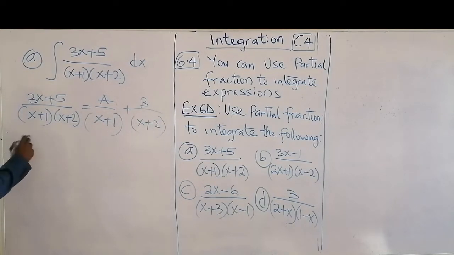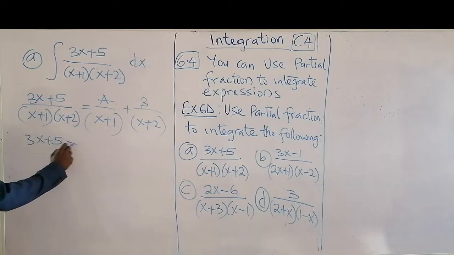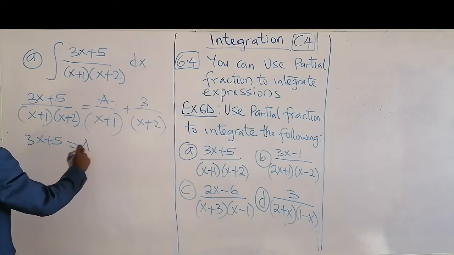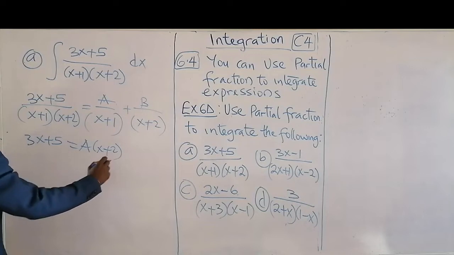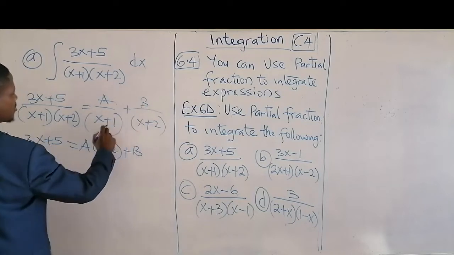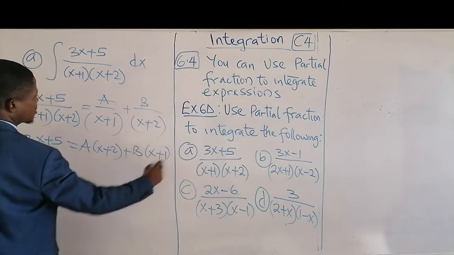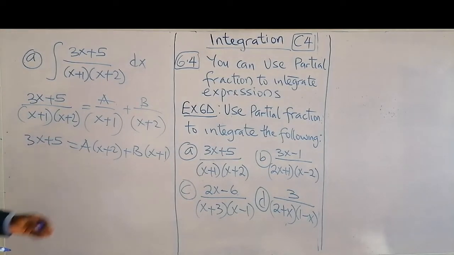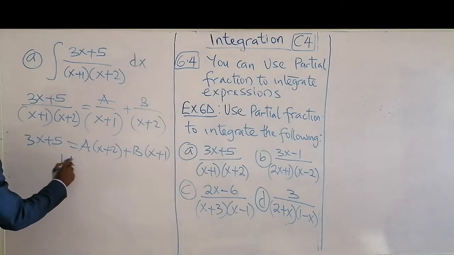So this will be equal to 3x plus 5 equal to this one times this one, that's x plus 2, then plus this one times this one, x plus 1. I told you the left side and the right side, the denominators are the same, so they've already cancelled out. So what we're going to do now is begin to plug in values.